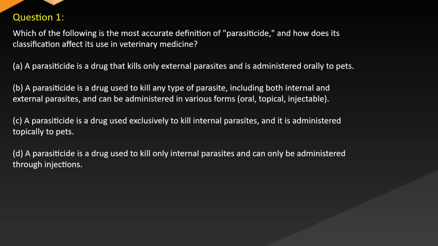C. A parasiticide is a drug used exclusively to kill internal parasites and is administered topically to pets. D. A parasiticide is a drug used only for internal parasites and can only be administered through injections.